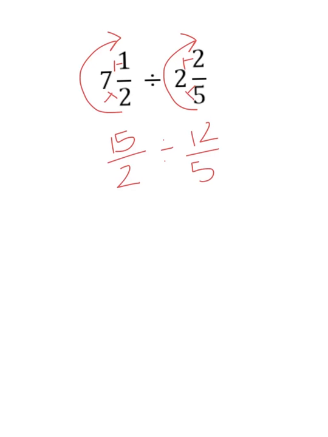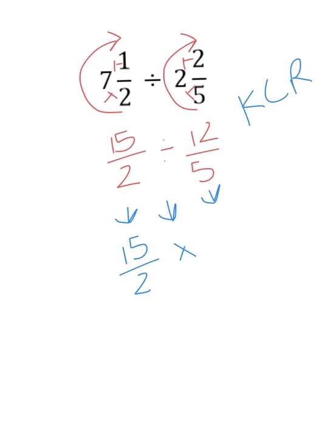Once I've made them improper, now I'm going to keep, change, reciprocal. So keep my 15 halves, change this to multiplication, and reciprocal my 12 fifths. Remember, that means I'm flipping it upside down, so 5/12.